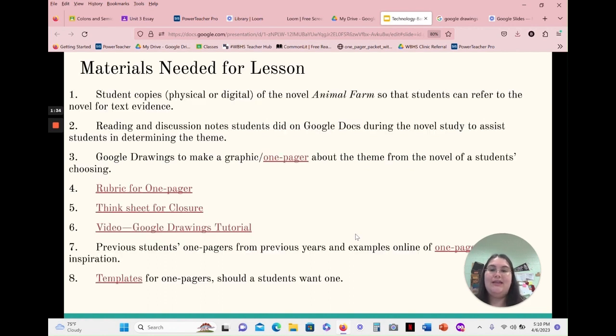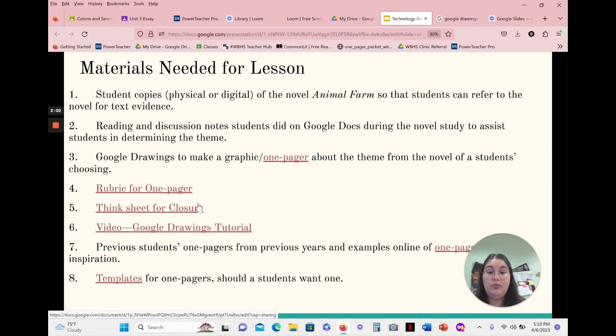Now, for this lesson, there are many materials needed. Students need to have their copies, physical or digital, of the novel Animal Farm so that they can refer back to the novel for the text evidence they'll need to find for their one-pager. They will need to have their reading and discussion notes they did on Google Docs during the novel study to assist them in choosing their theme they want to represent in this one-pager. They will need to use Google Drawings to make the one-pager about the theme of their choosing.